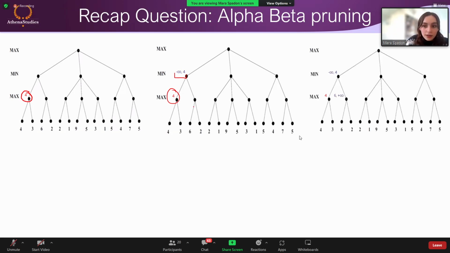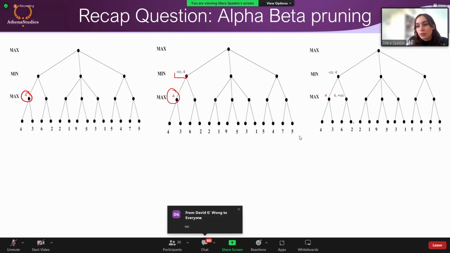So after we know that, we move on. We check our next branch. We check this value of 6. We know that for max, for this node, we can choose either 6 or anything that is bigger than 6, right? We have not looked at this yet. We know that we have 6 or anything that is bigger than 6. Now the question is, do we have to look at this node or not in order to do the alpha beta pruning? Who thinks we can prune this node and who thinks we shouldn't?